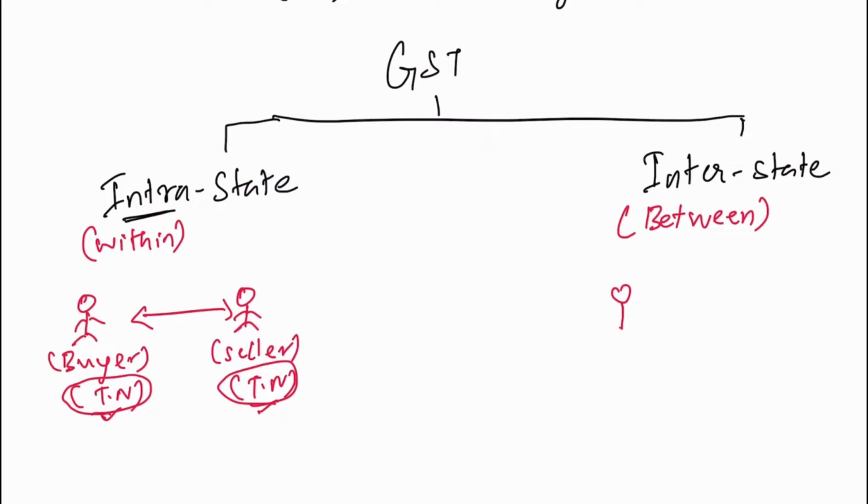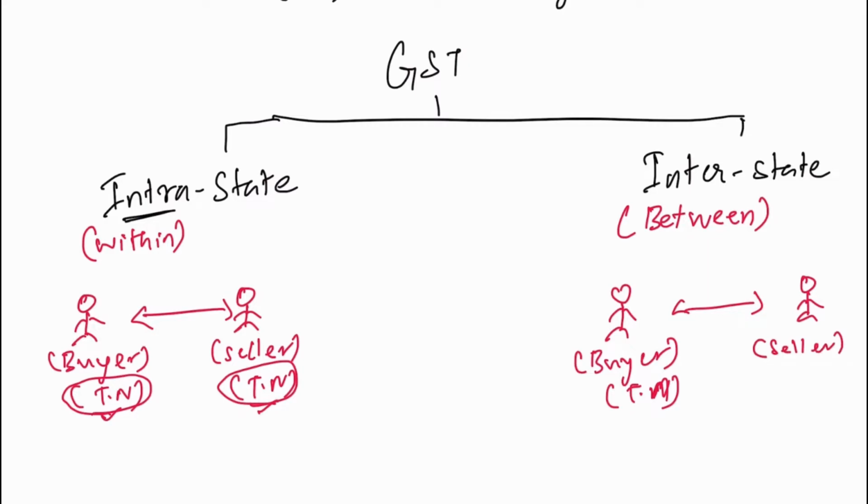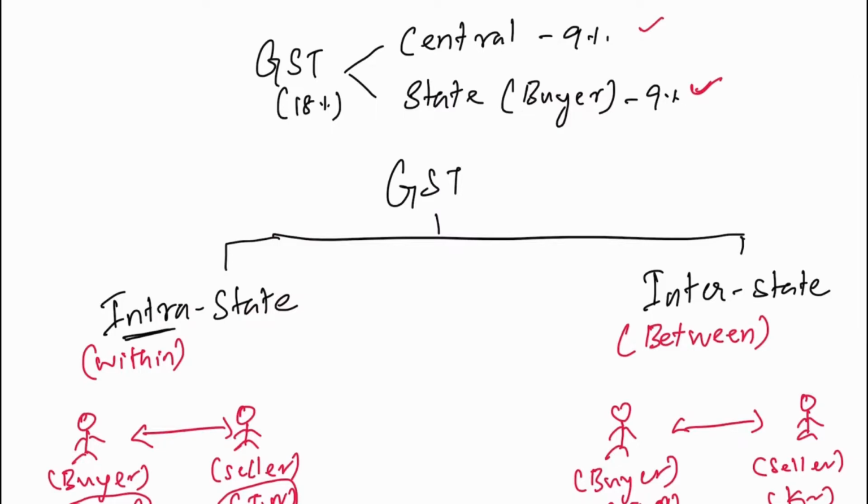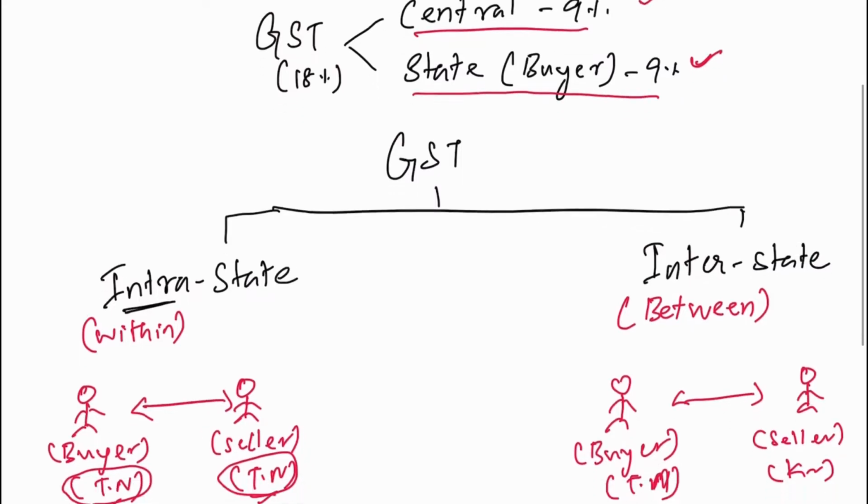Suppose buyer is in Tamil Nadu and seller is in Kerala. So in this case, you see, seller will sell the goods, he will collect the GST, half of the GST he can give to central government. In both cases, half of the tax has to go to central government. And the remaining half has to go to the state government.